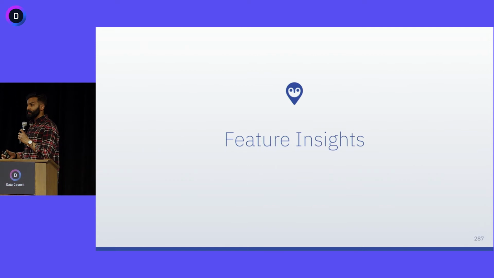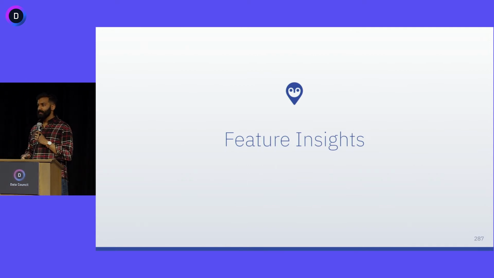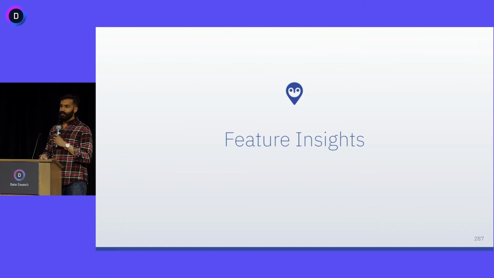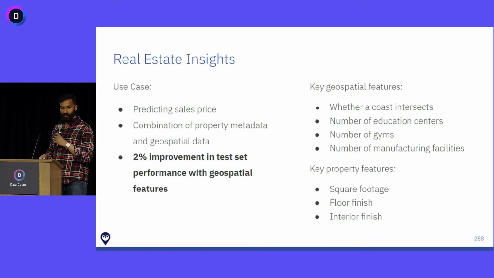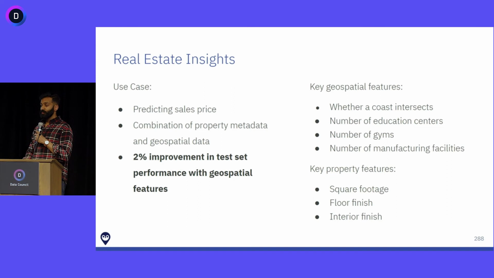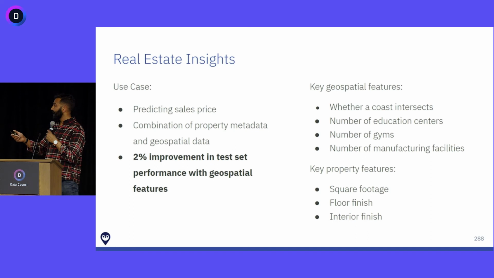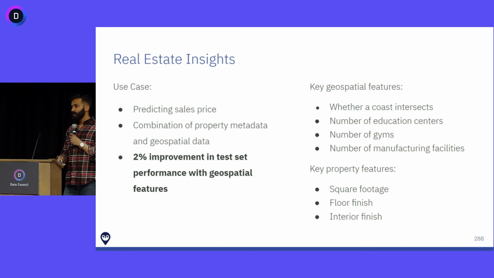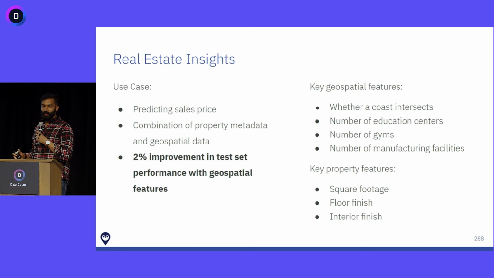So now we'll just talk about some feature insights. We've done some internal modeling with our data for different use cases around real estate and travel. And we found some interesting things when you incorporate geospatial data into these kinds of tasks. So in the real estate realm, the use case here is we're predicting sales price for properties. Our data is property metadata, and then that's going to be enriched with geospatial data. And we saw a 2% lift in test set performance with geospatial features. We could have tuned it further, and we may see different performance with different models, but this is one result that we found.